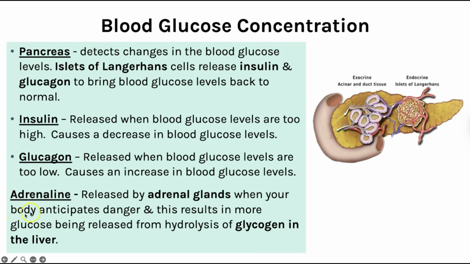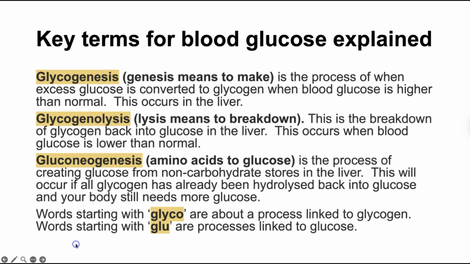Now, adrenaline, this is released by the adrenal glands when your body anticipates danger. So it's not to do with homeostasis, but it has a very similar effect to glucagon because it causes glycogen to be hydrolyzed, so you increase the blood glucose levels.